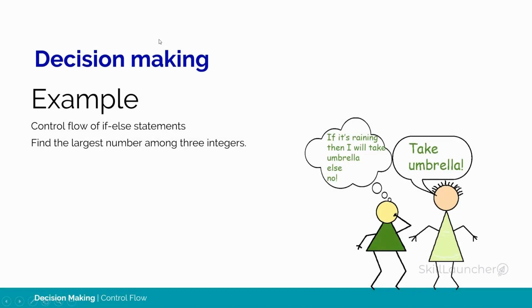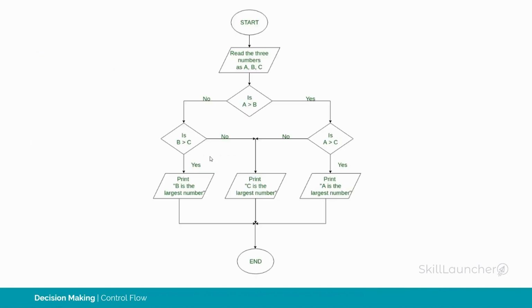Let us try to understand the control flow of if-else statement by solving a simple problem, where we will find the largest number among the three integers.